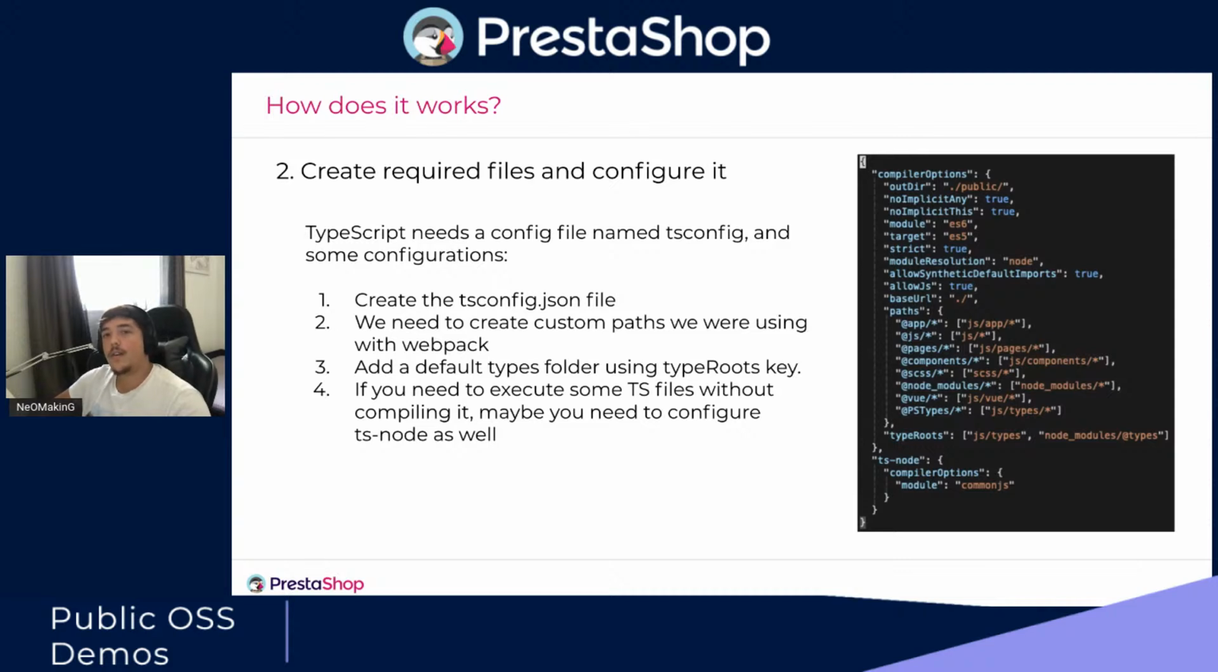After that, you need to create a simple file called tsconfig.json. The first thing we had to do is add some custom paths, because we had 7 or 8 custom paths in our Webpack configuration, and we need to use the exact same paths. Also, we need to add a new default type root folder called types at the root of the JS folder of our project. And we need to specify the default type folder inside the node_modules folder, because we override the configuration, so we need to specify it. And if you need to execute some TS in Node.js environments, such as tests using Mocha or whatever, you may need to configure the ts-node package too.